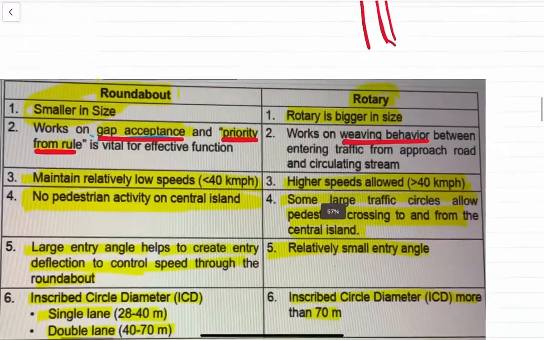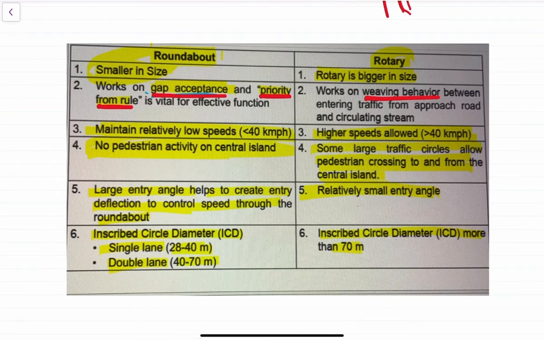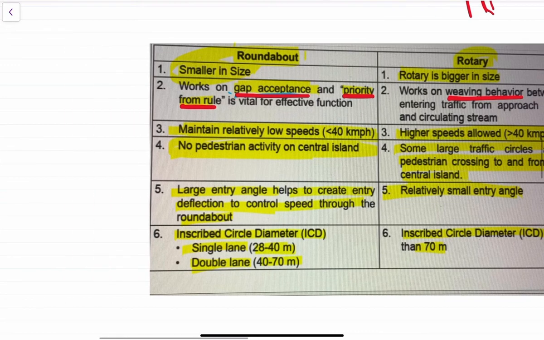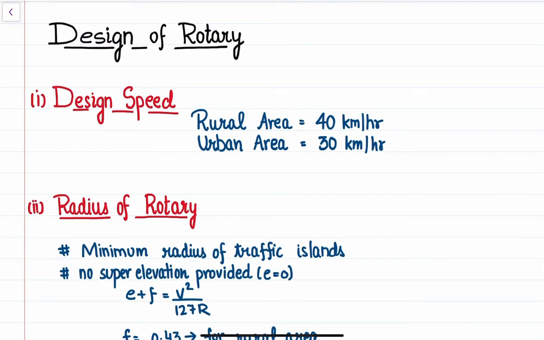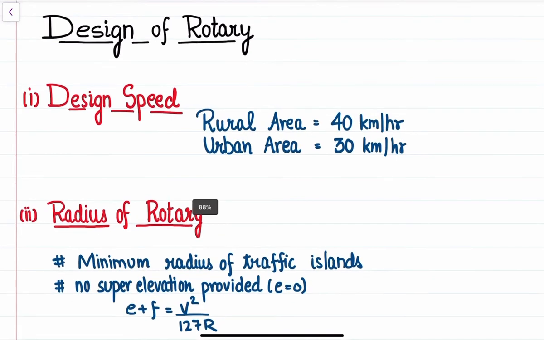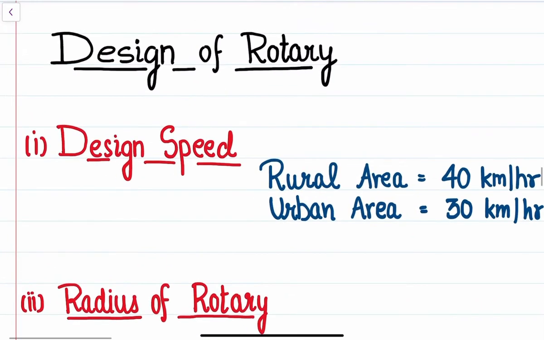So this is the basic difference between rotary and roundabout. Construction wise they are the same, but dimension wise, and on certain other parameters, they differ. So it is not an interchangeable term. All right, so now let us discuss the design of rotary.